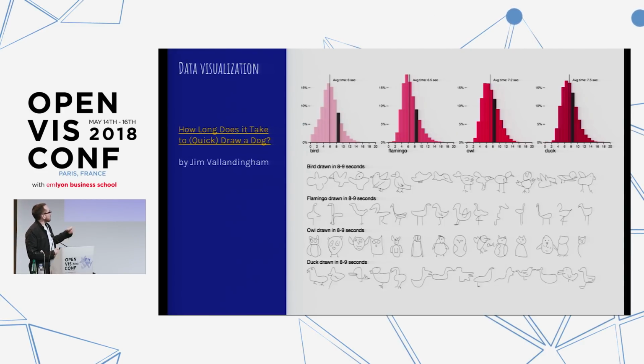And he uses another proxy here for complexity, duration. And we can see from this that on average, it takes longer to draw a duck than a flamingo, which you might not expect. And also, on average, owls are always cute.